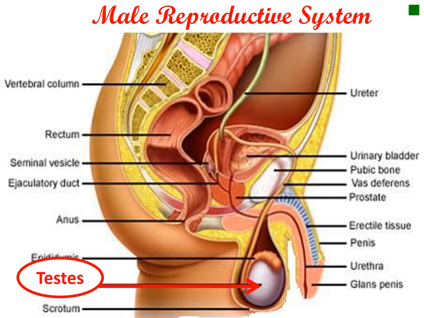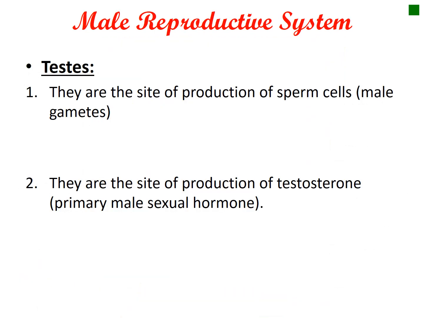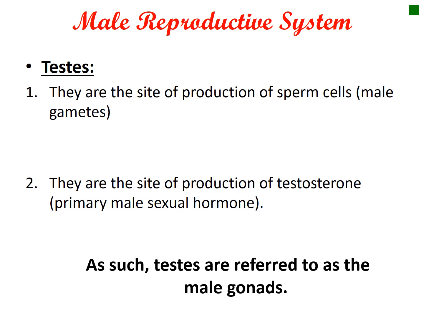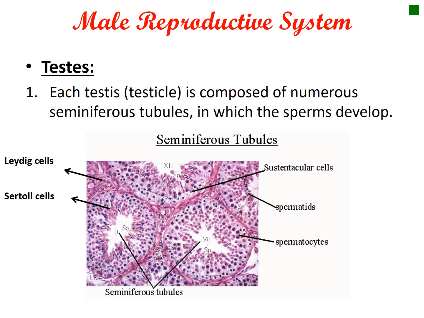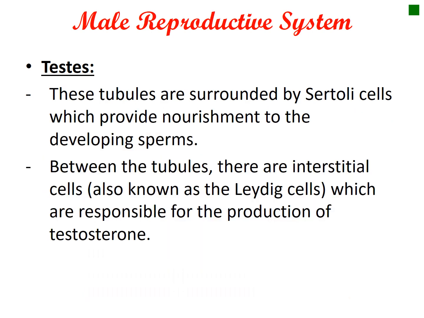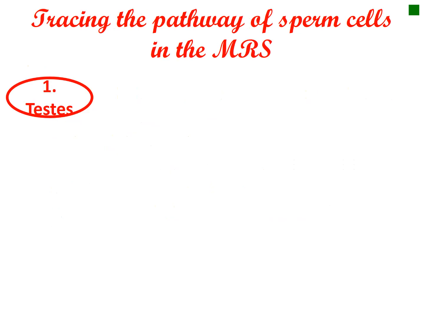Male reproductive system. Let's start with the testes. Testes are the site of production of the sperm cells, male gametes, and of the male sex hormone, testosterone. Testes are the male gonads. Each testicle is composed of numerous seminiferous tubules in which the sperms develop. These tubules are surrounded by Sertoli cells, which provide nourishment, and between the tubules we have interstitial cells called Leydig cells, which are responsible for the production of testosterone.